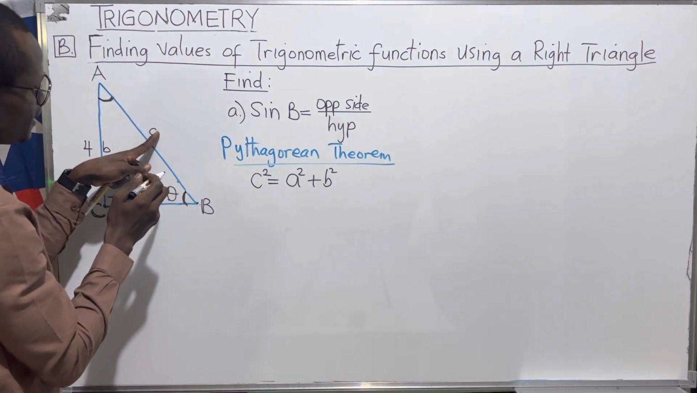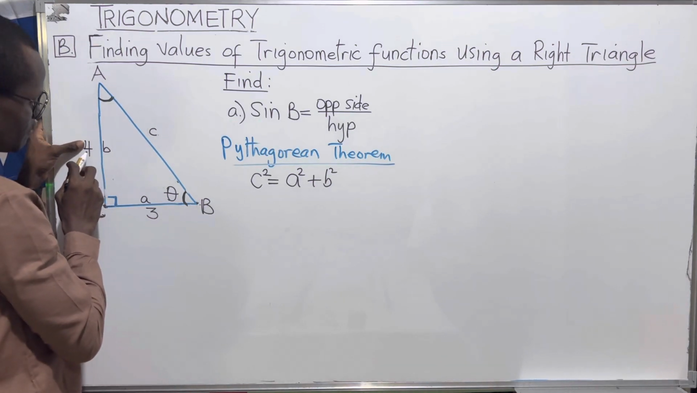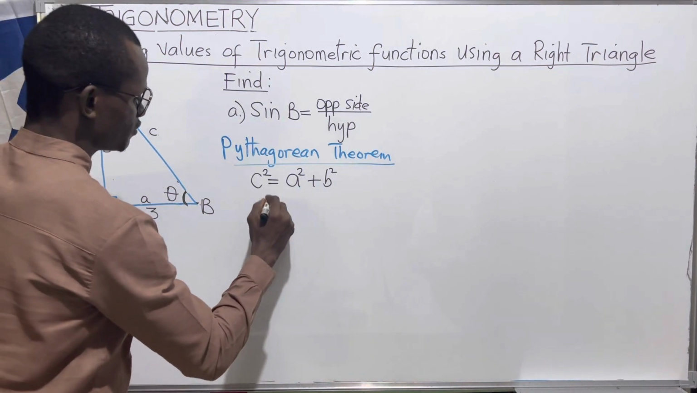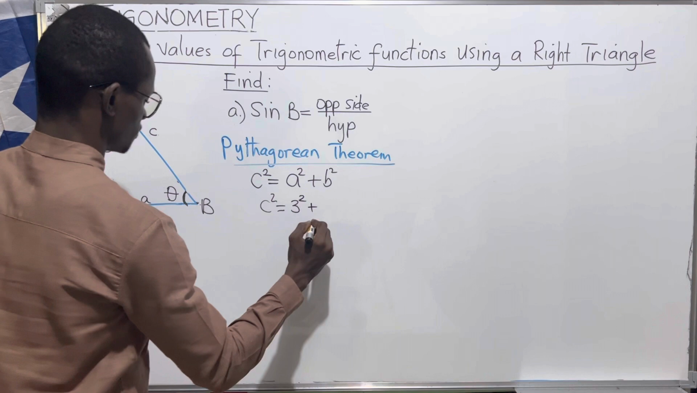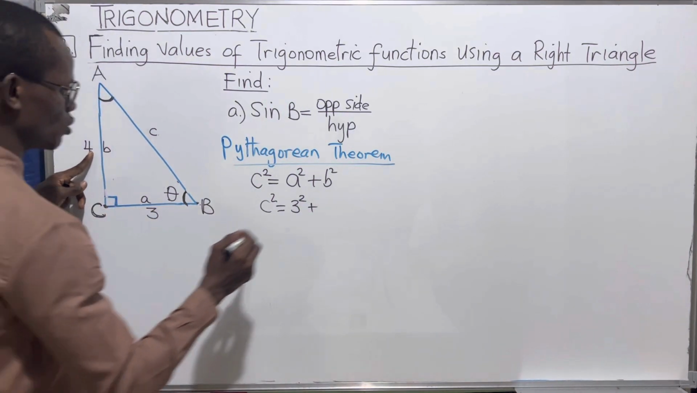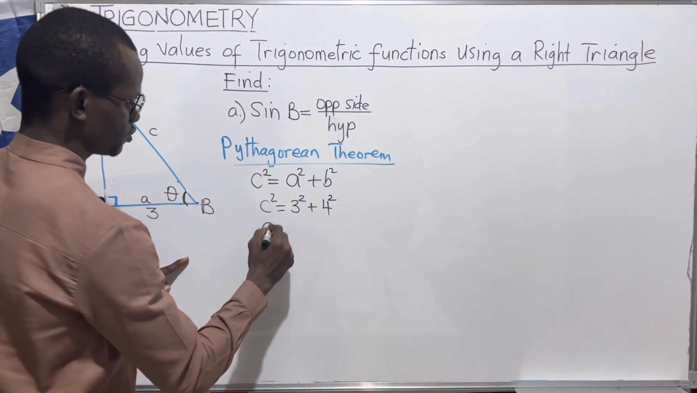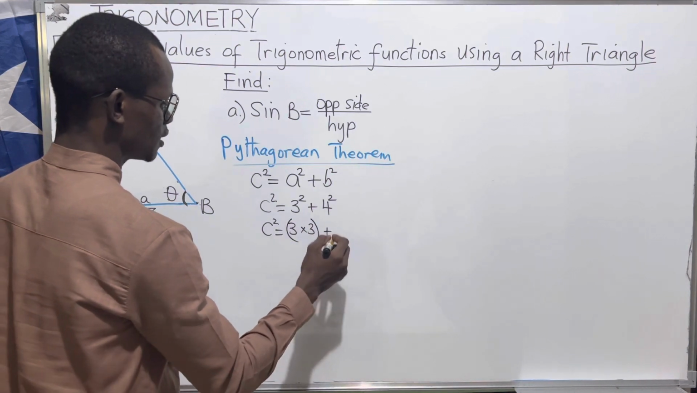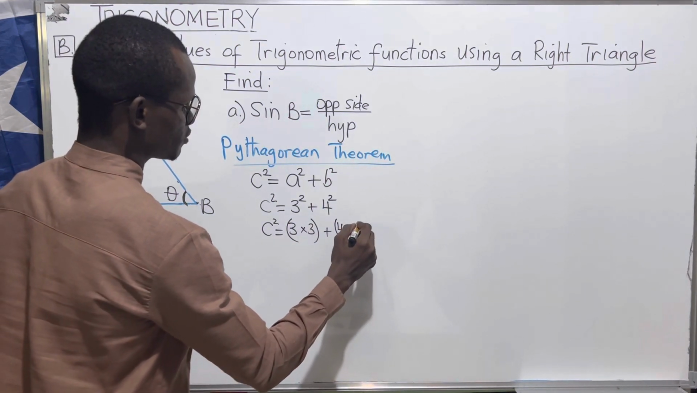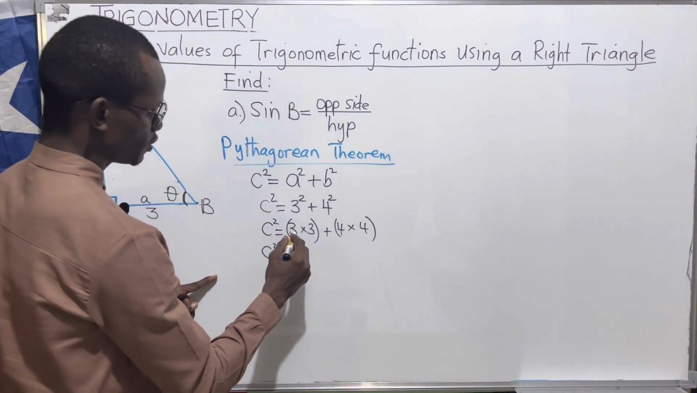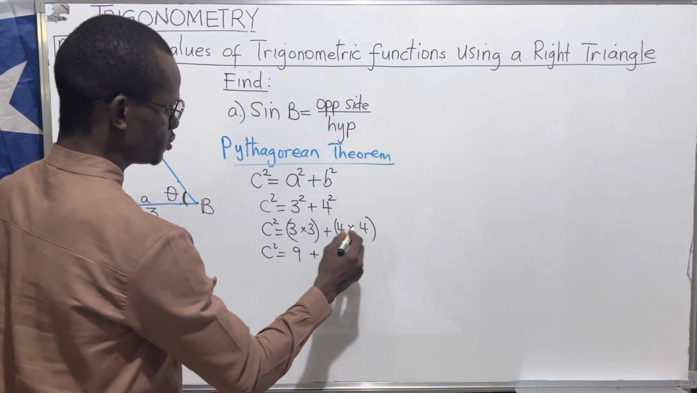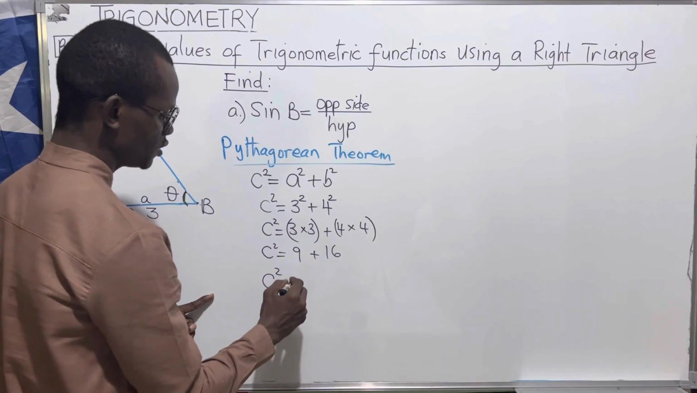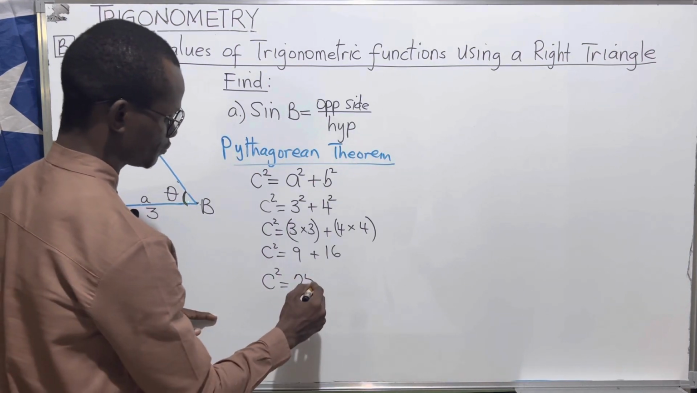So you square these two, you add them, it gives you the hypotenuse. Now, since we are solving for C, we can put in the value for B and the value for A. So we know that A is 3 and B is 4. So C squared equals 3 squared plus 4 squared. 3 squared means 3 times 3, plus 4 squared means 4 times 4. So 3 times 3 is 9, 4 times 4 is 16, and 9 plus 16 is equal to 25.